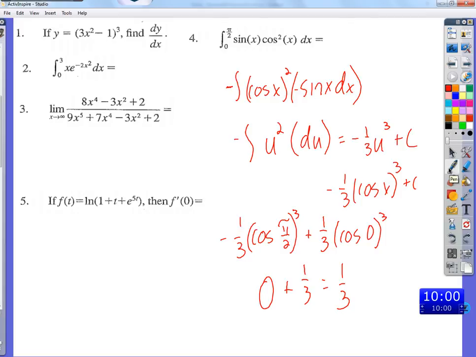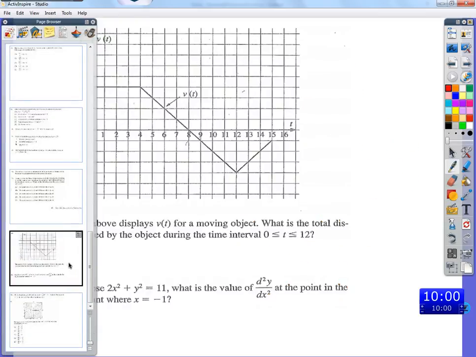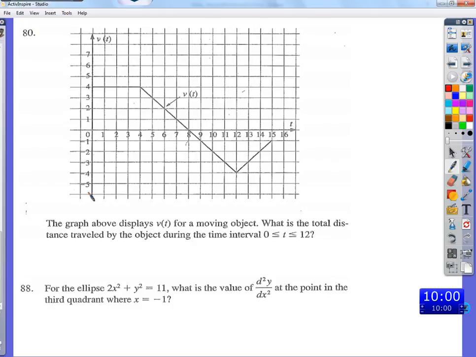All right. After 4, what was the next hardest one? 80 or 90? This one's 80. Okay, so the graph above displays v of t for a moving object. What is the total distance traveled by the object during the time interval?